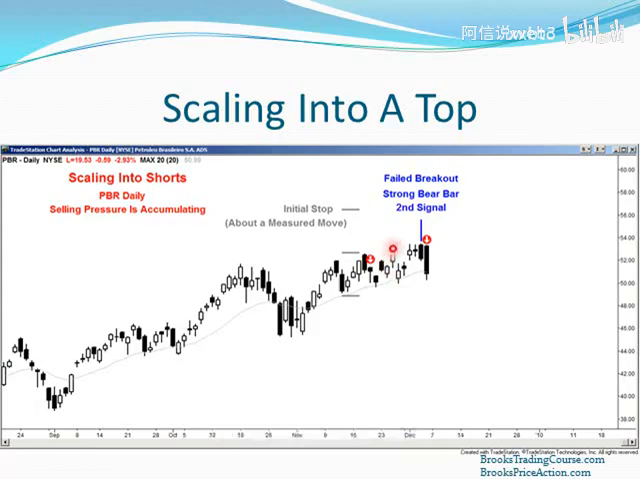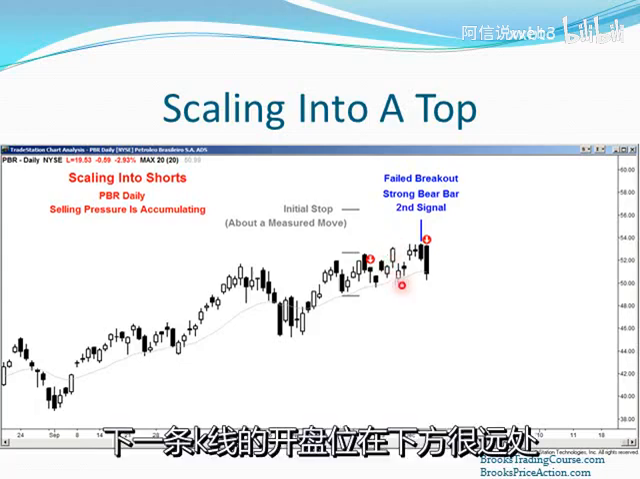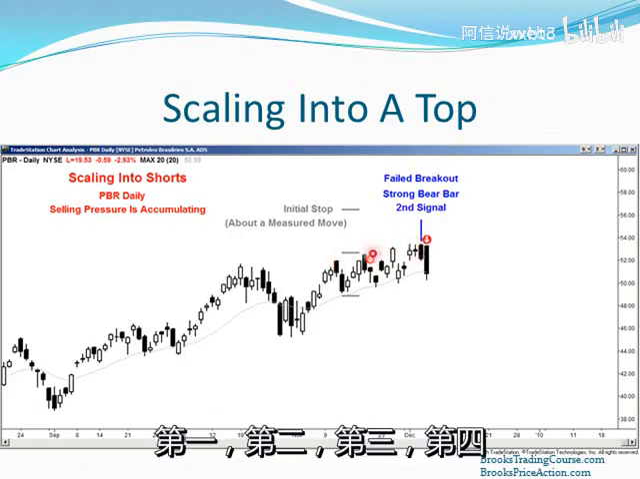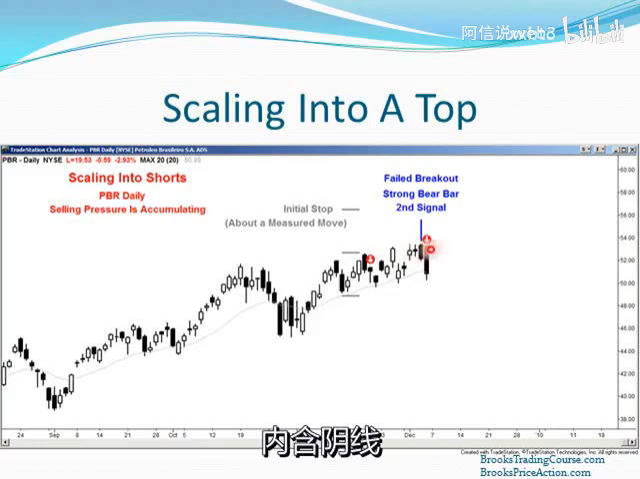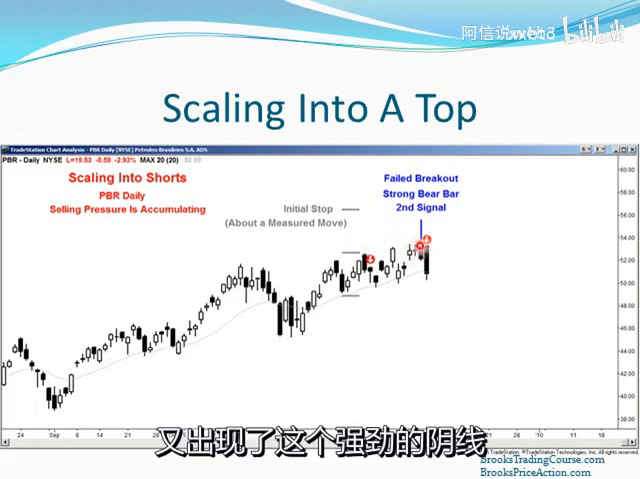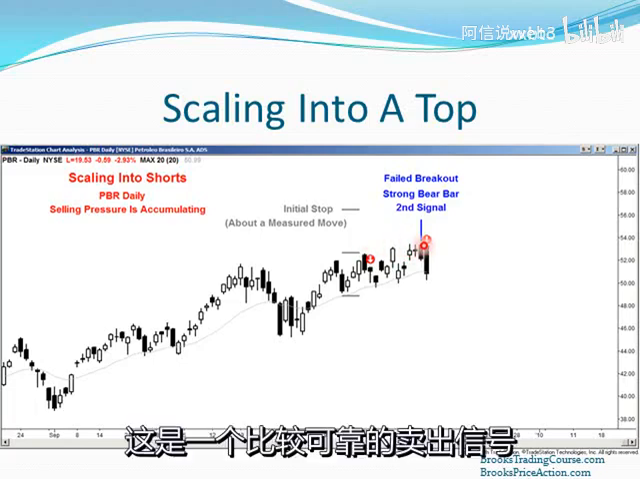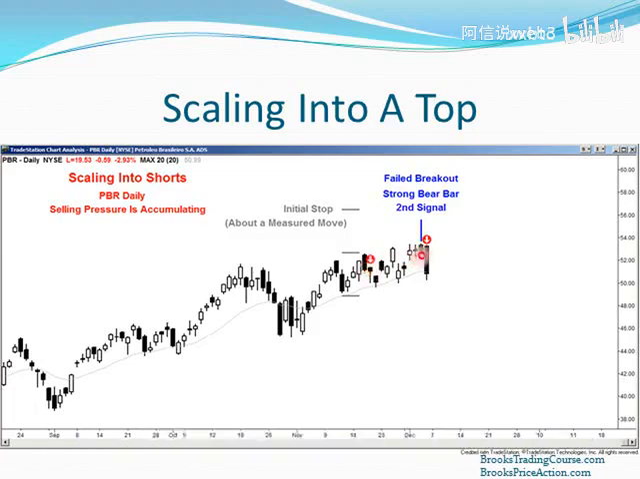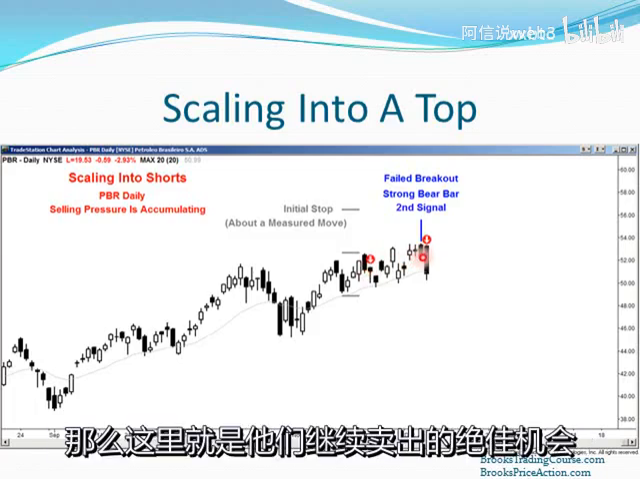Here's that bull breakout, and next bar opened way down here. And then we had another push up to another high, a fourth high, 1, 2, 3, 4, a bear inside bar, a bear outside bar closing on its low. So we're getting another strong bear bar after reaching a new high. And this would be a reasonable sell signal. So if the traders were willing to scale in higher and they shorted here, this would be a good location for them to short again.